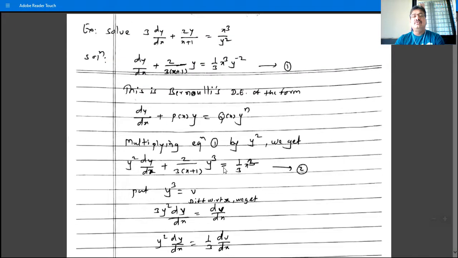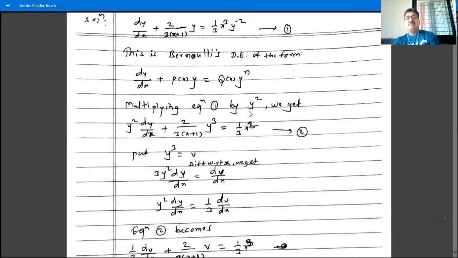Similar to the linear differential equation, the Bernoulli's differential equation is in the form dy by dx plus P(x)y is equal to Q(x)y raised to n. So if instead of y we write x, and in place of x we write y, then we have the Bernoulli's differential equation. Another form of Bernoulli's differential equation is what? dx by dy plus P(y)x is equal to Q(y)x raised to n.